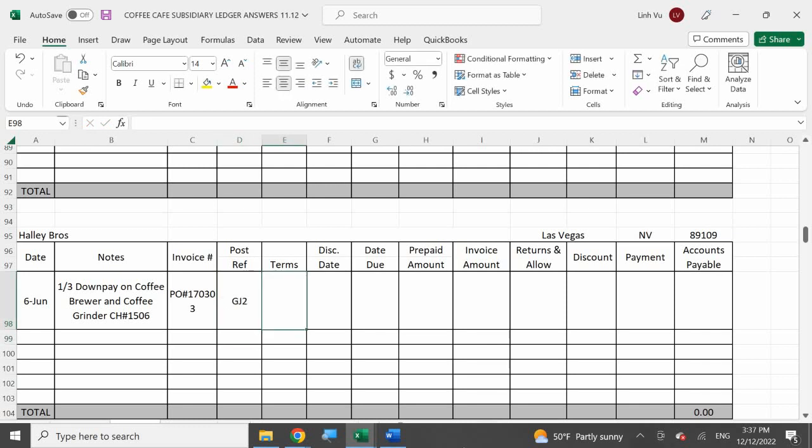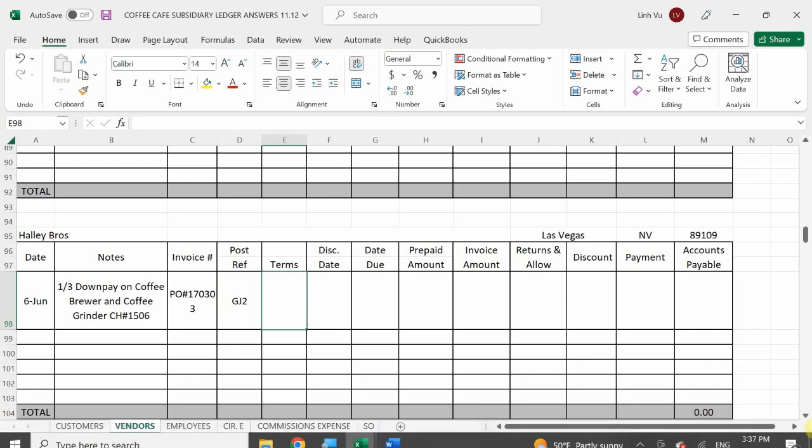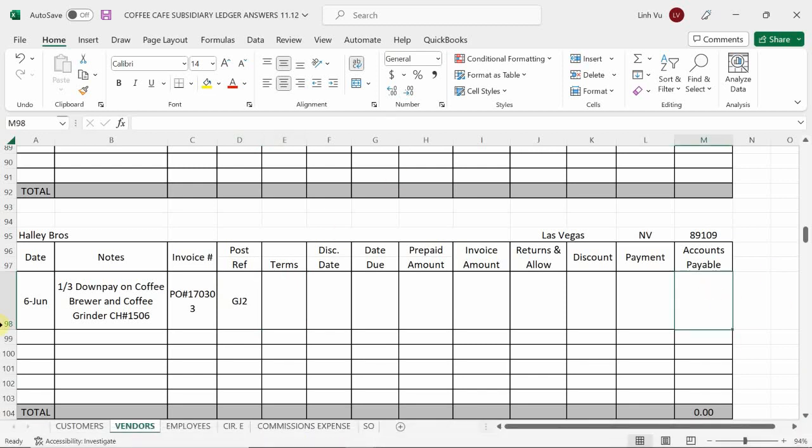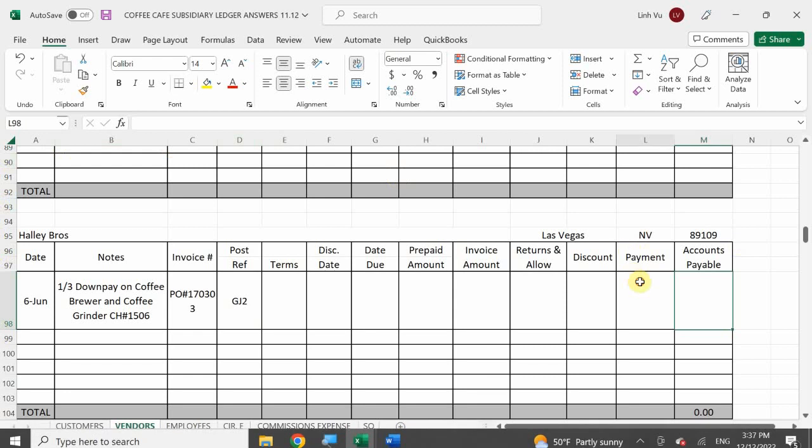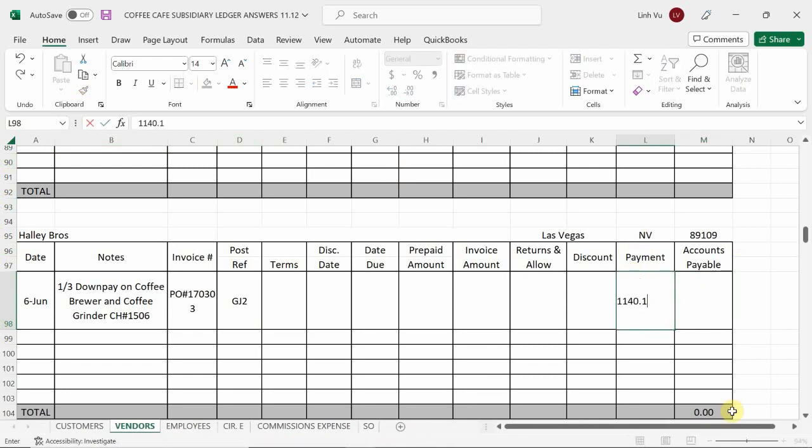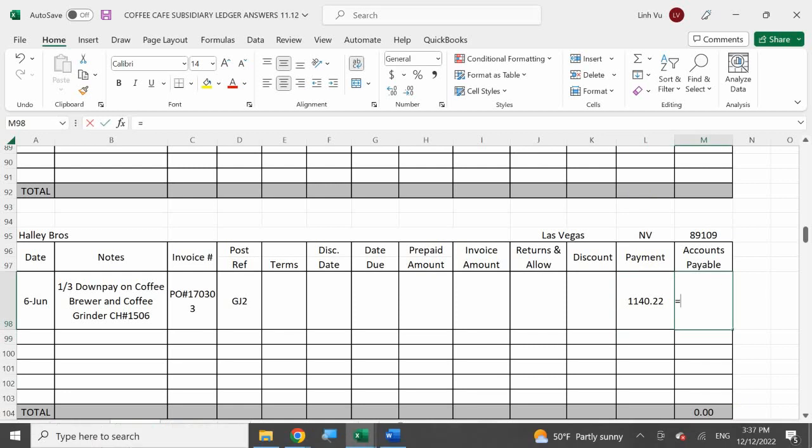Now again, I haven't received the bill yet, so in this case, I don't have terms yet. Now, here's the question. Where do I put this prepaid or this down payment amount in? Which column do I do? In this case, we know for a fact that we made a payment for the $1140.22.